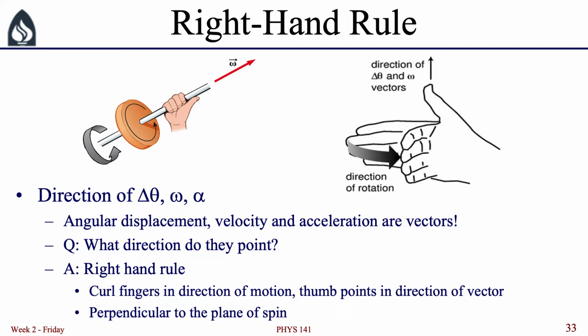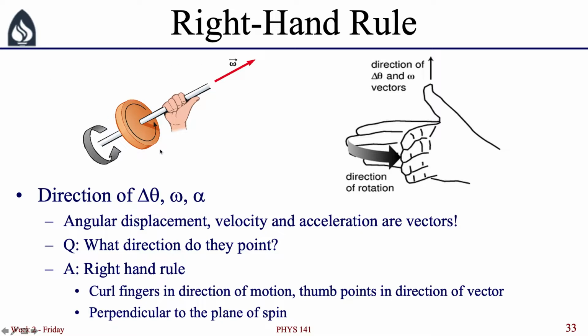Angular displacement, angular speed, and angular acceleration are all vectors. So you might ask yourself then, what direction do they point if they are vectors? Because if you think about a rotating object, each part of the object is going in a different direction.